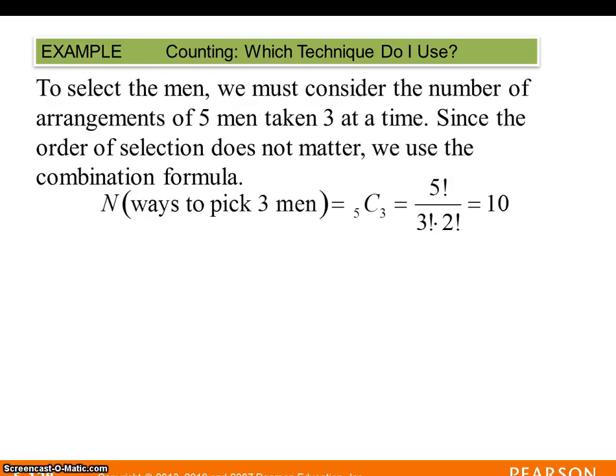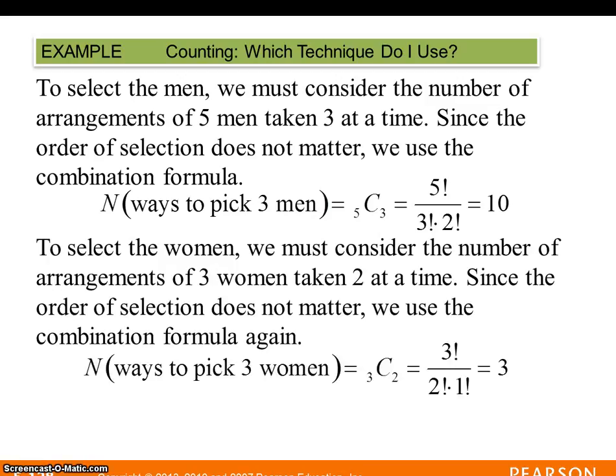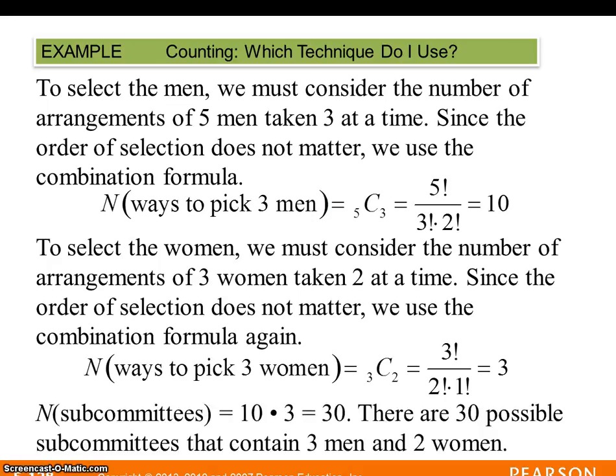So that would be 5 choose 3, or 10. To select the women, we have to consider the number of combinations of 3 women taken 2 at a time. And so that would be 3 choose 2, which would be 3. And so the number of subcommittees you could form would be 10 times 3, or 30 possible subcommittees.